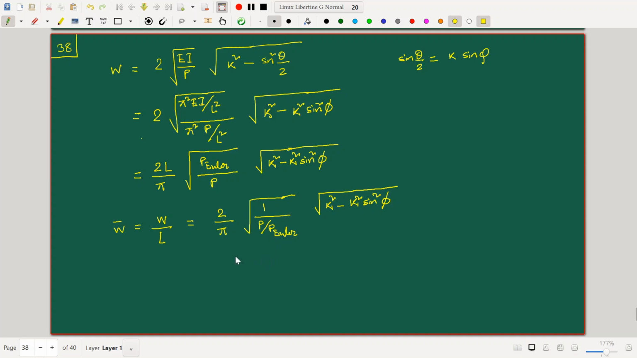So this is what I'm going to write there. This W bar, basically I'm trying to plot not W but W bar. All right, let's see if we can do that.